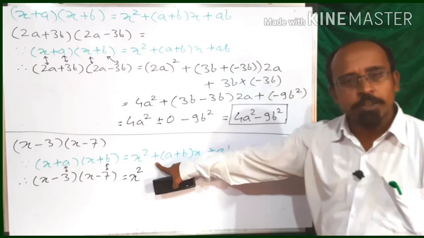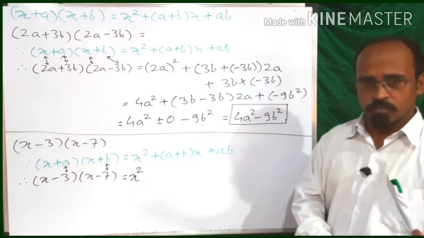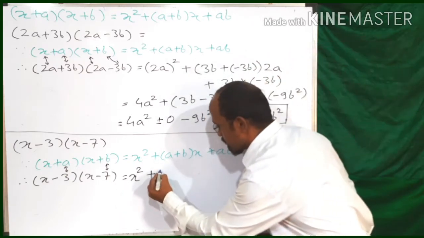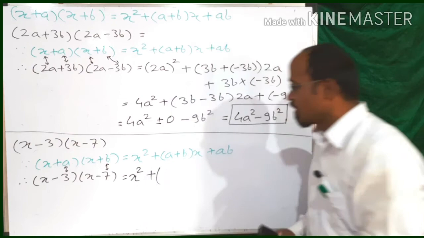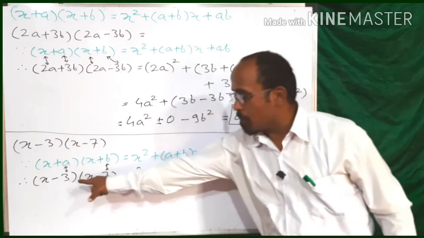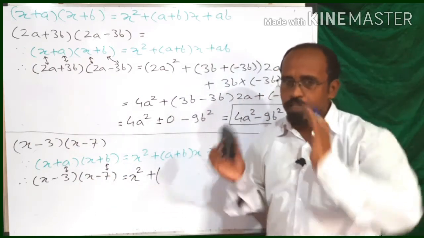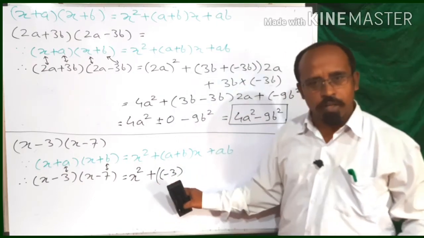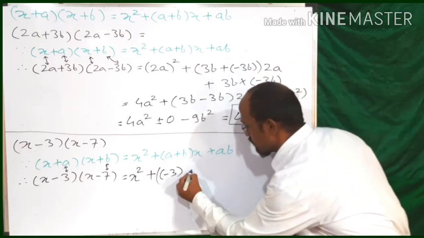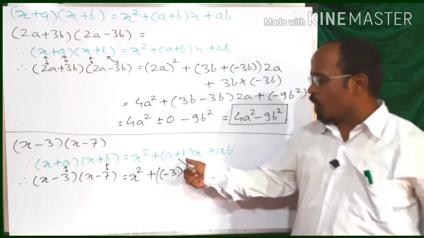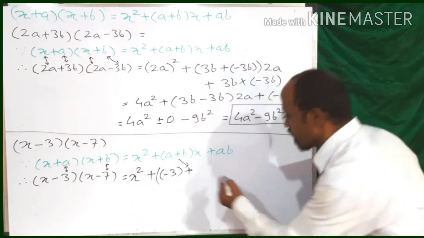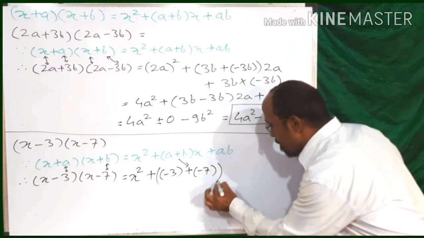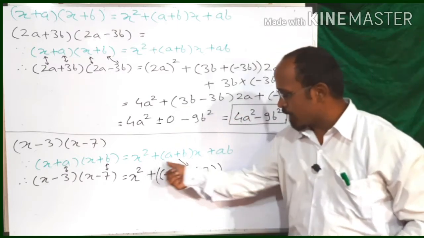Now x². This plus is part of the formula, so write this plus as it is. Now into the bracket, a will be replaced by minus 3. Whenever a negative number is there, we have to enclose it within the bracket, so I will write it as (−3). This plus is nothing but part of the formula. Now b will be replaced by minus 7. Up to this, the bracket is completed.